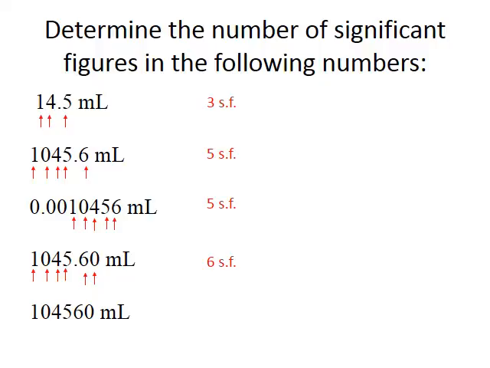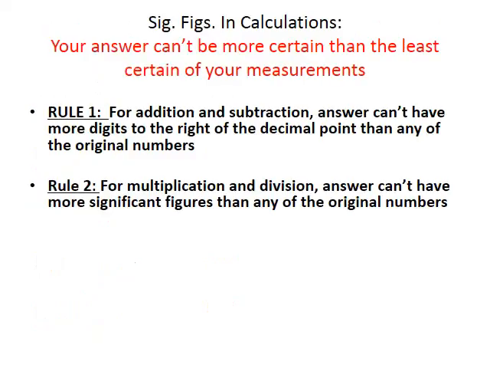Last but not least, if there is no decimal explicitly written into the number and there's a 0 at the end of it, it's really unclear whether or not that 0 at the end should be considered measured or just a placeholder. The safest thing to do is to assume that it's a placeholder and count only the digits that come before zeros at the end. So in this case, that would be the 1, 0, 4, 5, and 6 that start the number, and I would say that I have 5 significant figures.